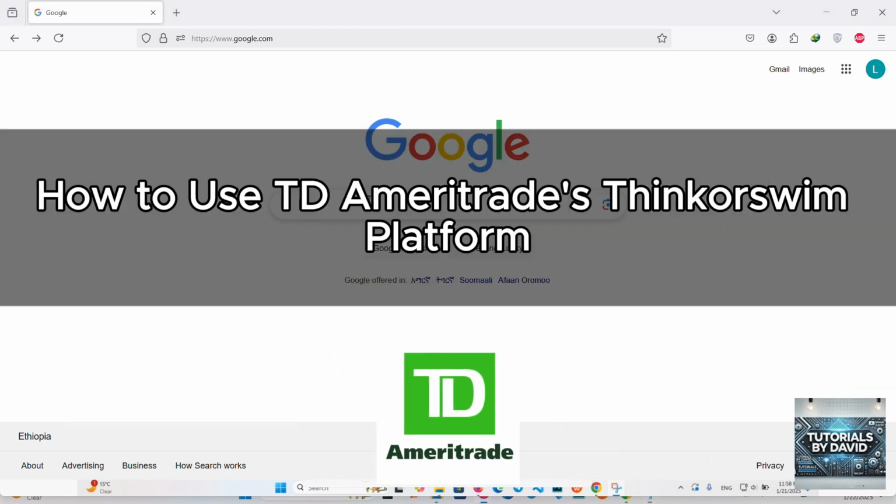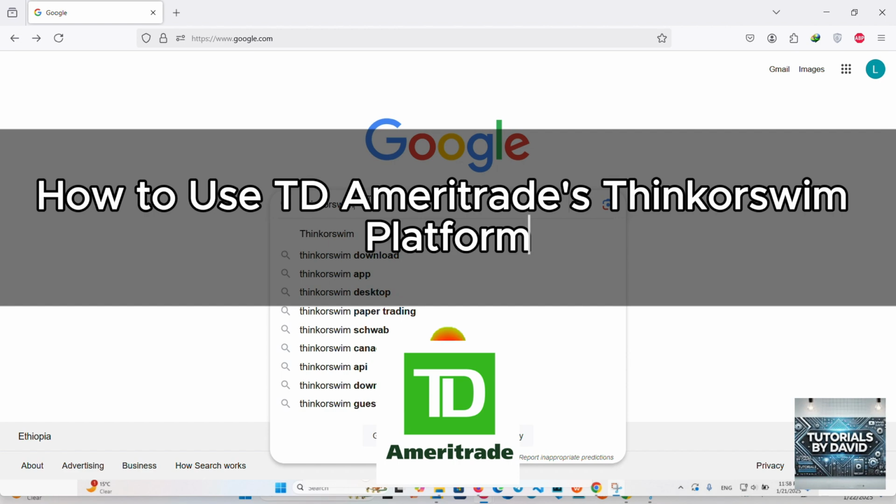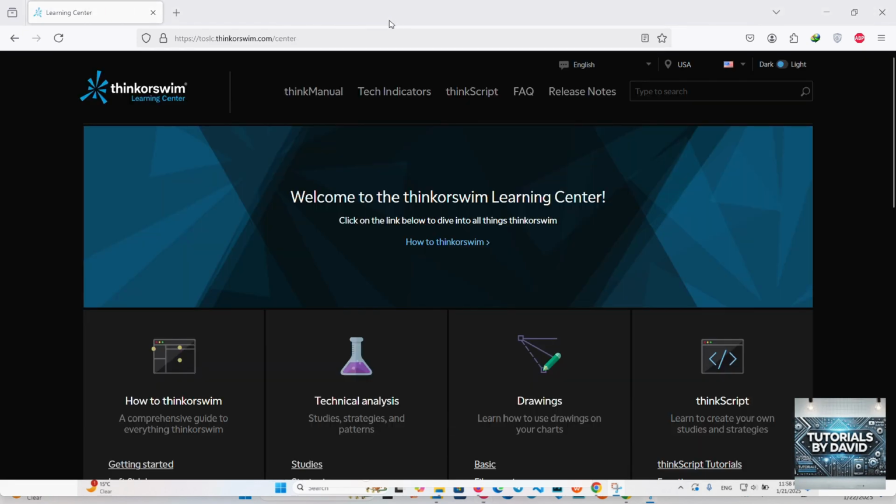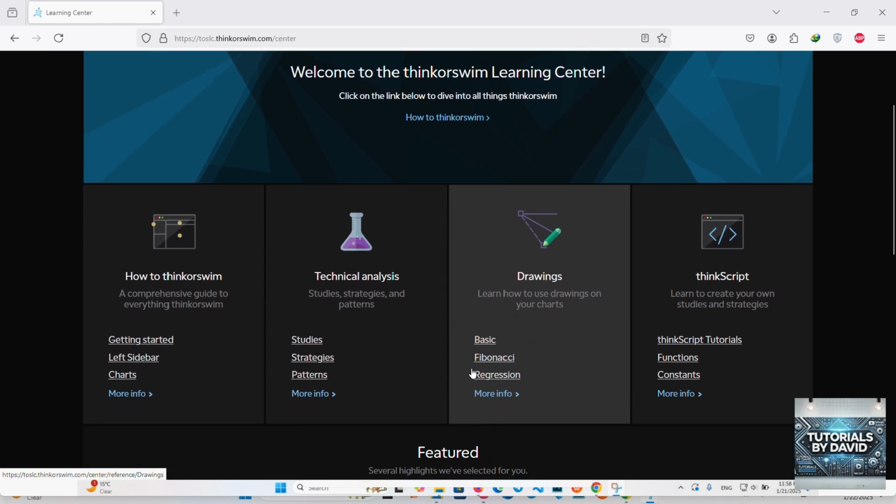Today, we're exploring Thinkorswim, TD Ameritrade's powerful trading platform designed for active investors. Whether you're into stocks, options, or futures, this platform offers advanced tools and analysis to help you make informed trading decisions. Let's get started.